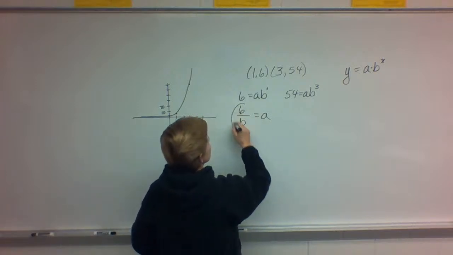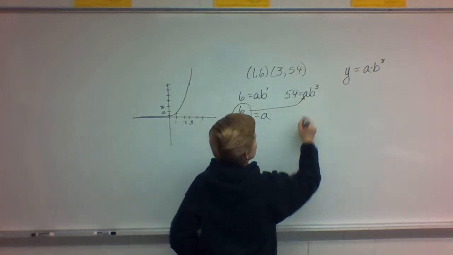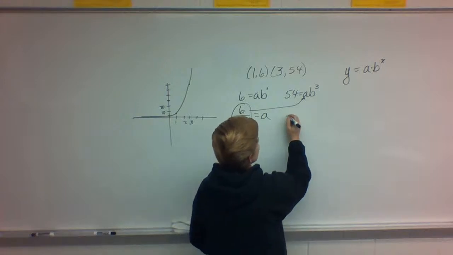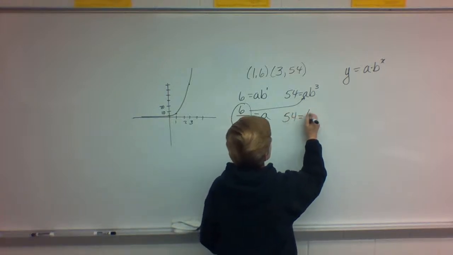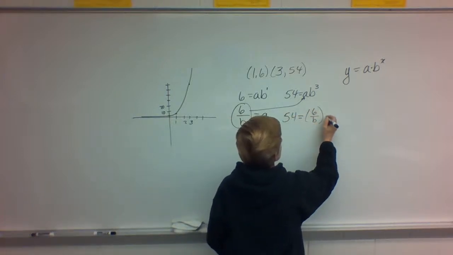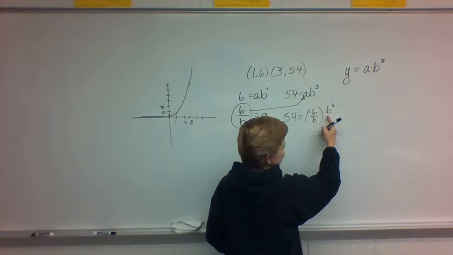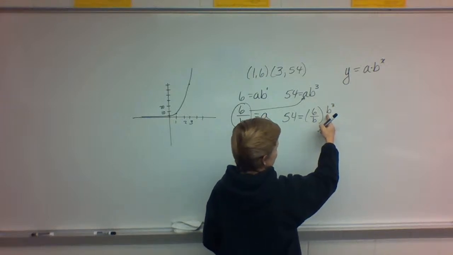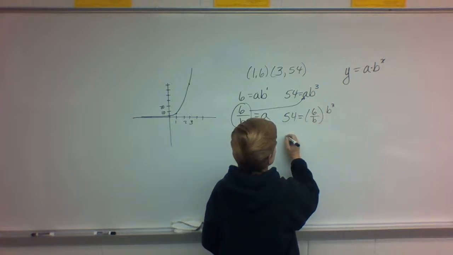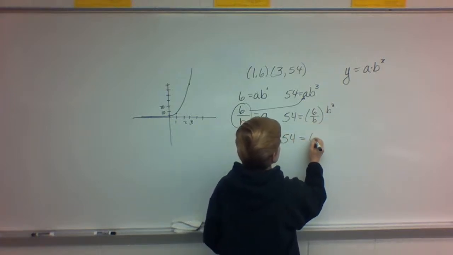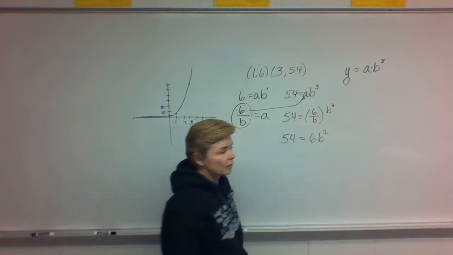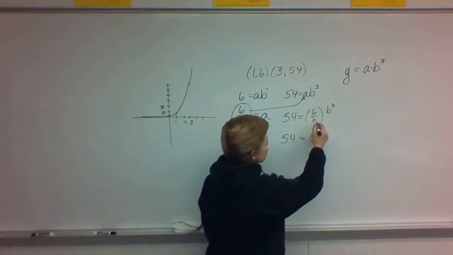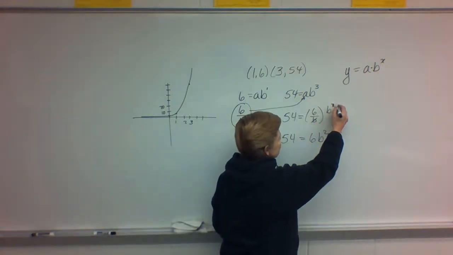So I'm going to substitute this in for A. And I get this equation. 54 equals 6 over B times B cubed. Remember, that's a numerator. So that's why I'm putting it up there, because that's understood to be over 1. And so I've got a B down here and 3 B's up here. That gives me 54 equals 6B squared. Did you follow that in the canceling? This cancels one of these B's, leaving me with 2 of them.